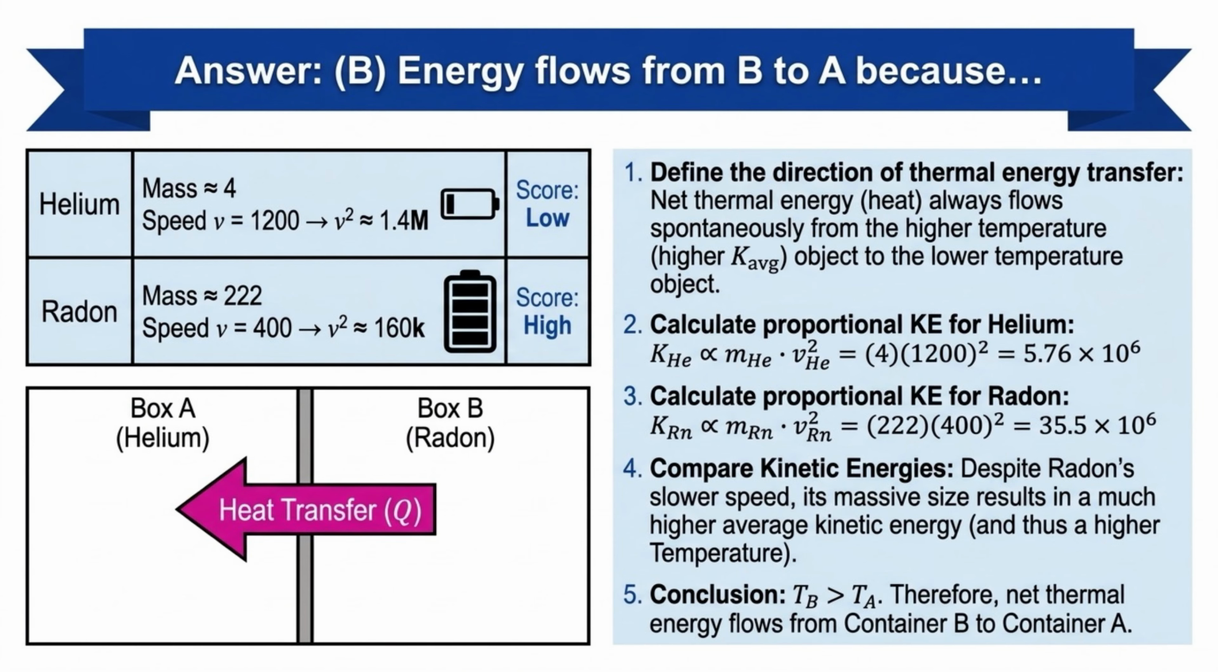Your gut says from the fast one to the slow one. But temperature doesn't track speed. It tracks kinetic energy, which is 1/2 mv squared. So helium is 4 times 1,200 squared, which is roughly 5.76 million units. Radon is 222 times 400 squared, about 35.5 million. So radon's atoms are slow, but each one packs 6 times the energy of a helium atom. So radon is hotter, and energy flows from radon into helium. So mass matters too.